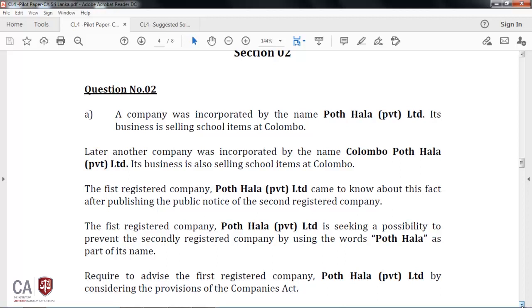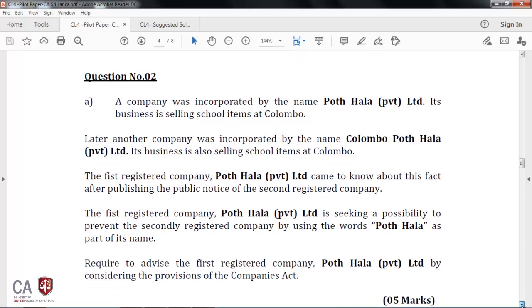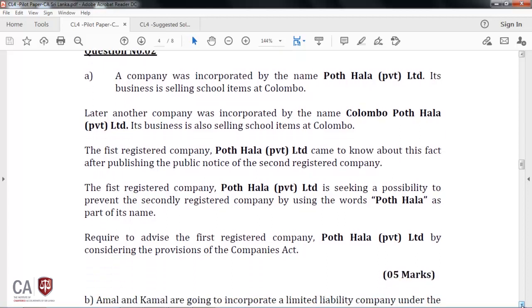Later, another company was incorporated by the name of Colombo Pothala Private Limited. Its business is also selling school items at Colombo. The first registered company, Pothala Private Limited, came to know about this fact after publishing the public notice of the second registered company. The first registered company is seeking a possibility to prevent the secondly registered company by using the word Pothala as part of its name. You are required to advise the first registered company, Pothala Private Limited, by considering the provisions of the Companies Act.